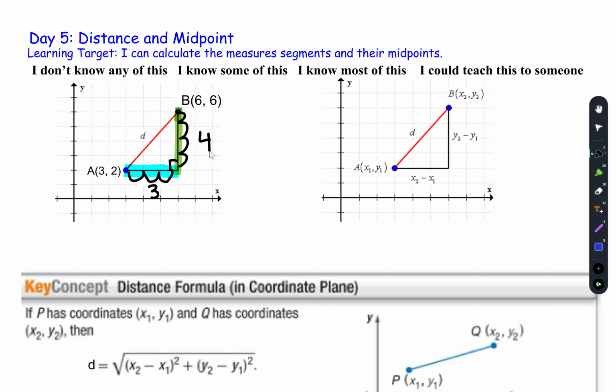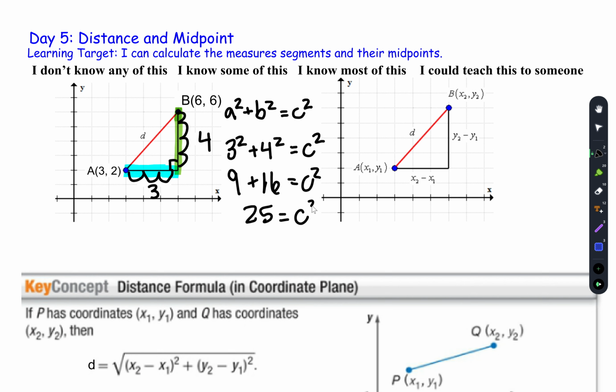Now to find the distance, that hypotenuse of that right triangle, I use Pythagorean theorem. We know Pythagorean theorem, right? A squared plus b squared equals c squared. And plug my values in. 3 squared plus 4 squared equals c squared, where c is going to be that distance, that hypotenuse. 25 equals c squared. Remember, in order to get rid of a square, we square root both sides. The square root of 25 is 5.